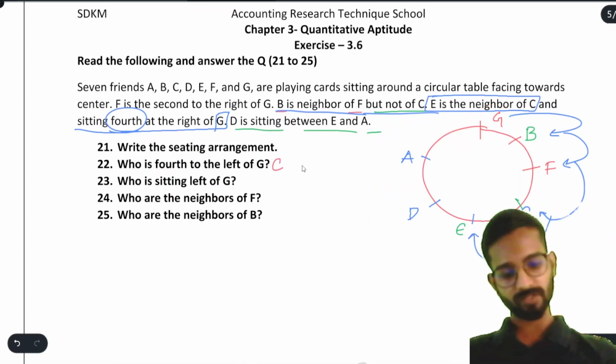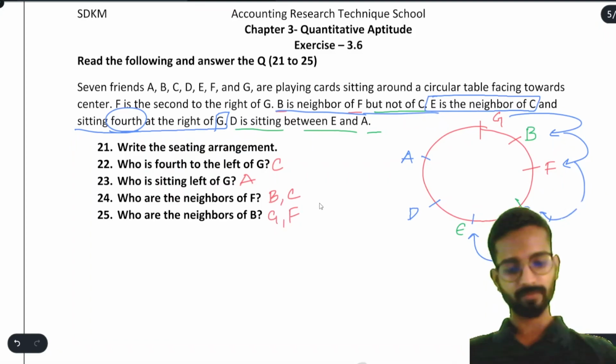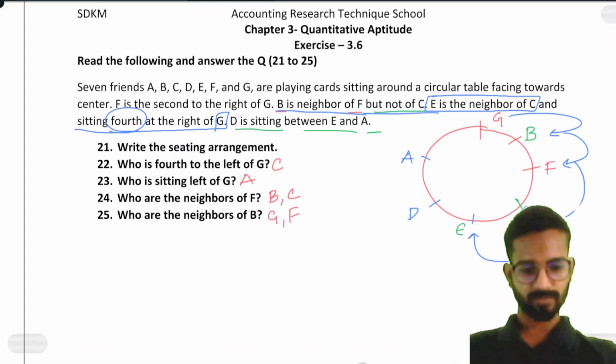Who is sitting left of G? A. Who are the neighbors of F? B and C. Who are the neighbors of B? G and F. Simple enough. Now C.